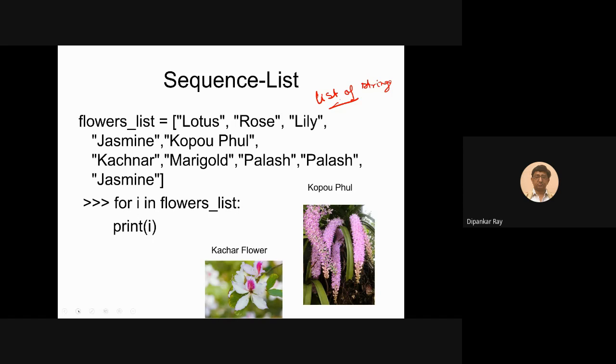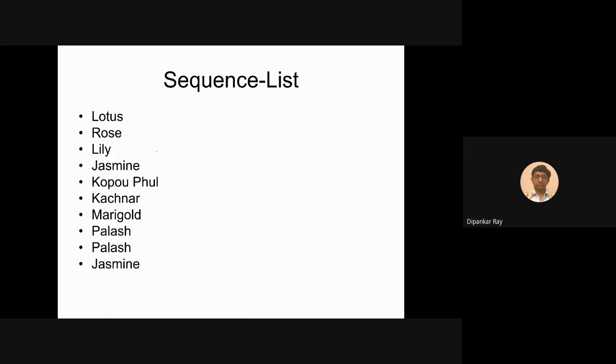So it will display all: lotus, rose, lily, jasmine, very good, and then polash, then jasmine. Now, if we assign it to a set, then what will happen?